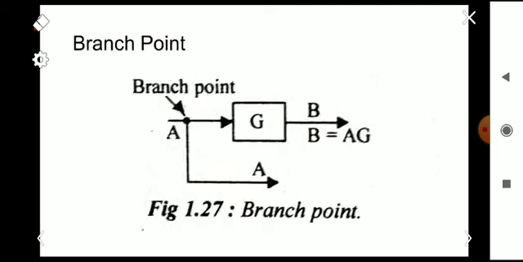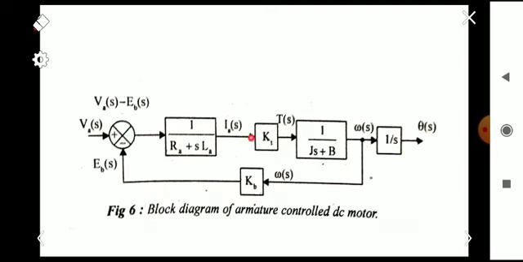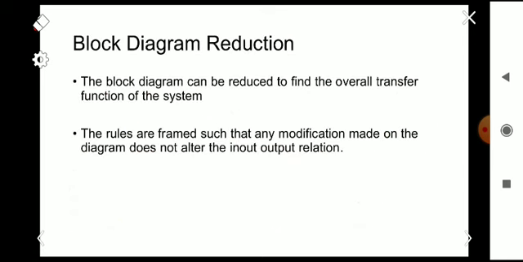Okay. So likewise, we can reduce this entire block diagram, and based on that, we will get a reduced block diagram, and simply we can find the transfer function. Okay. So block diagram reduction is an important technique. It is used to find the overall transfer function of the system. So the rules are framed such that any modification made on the diagram does not alter the input-output relation.